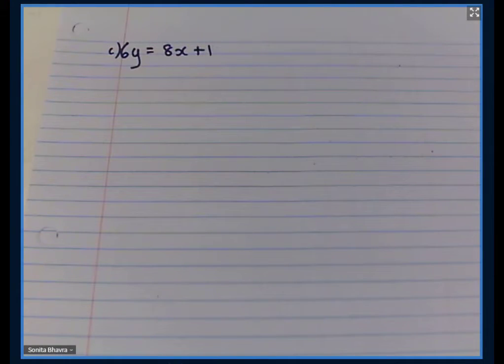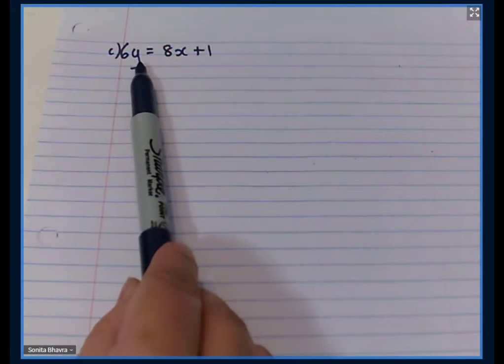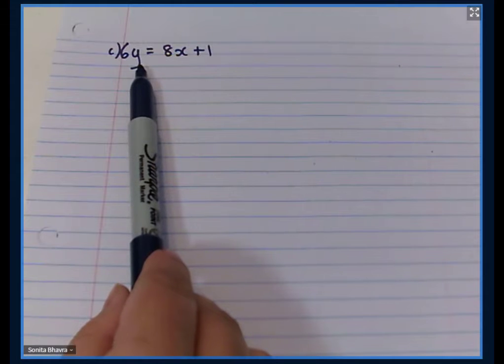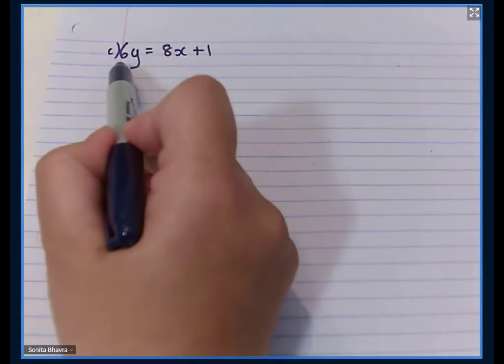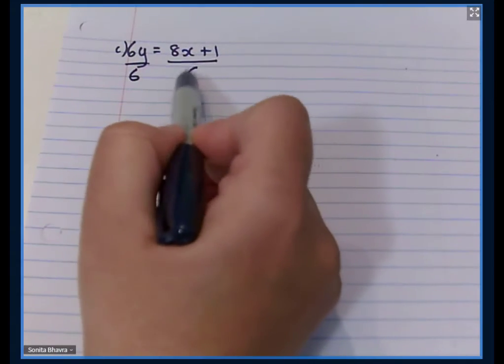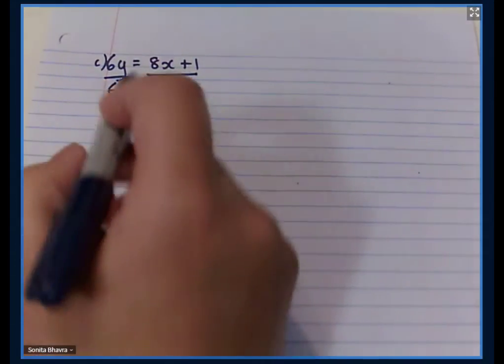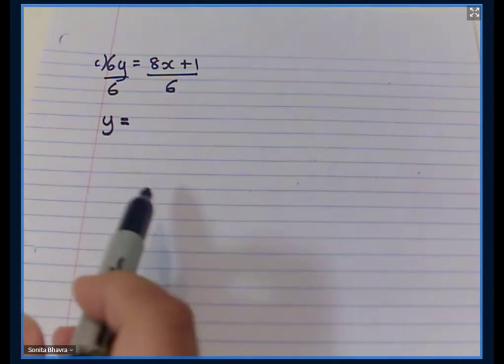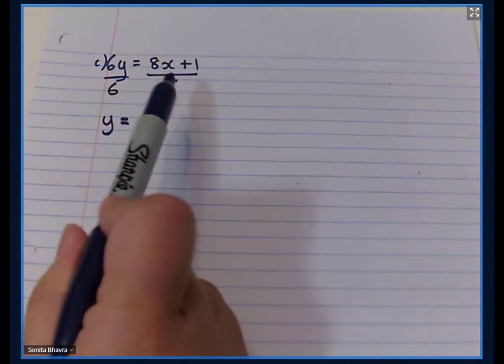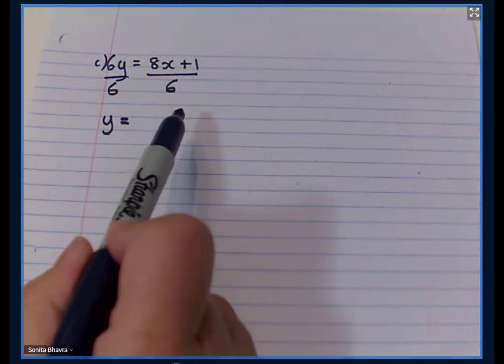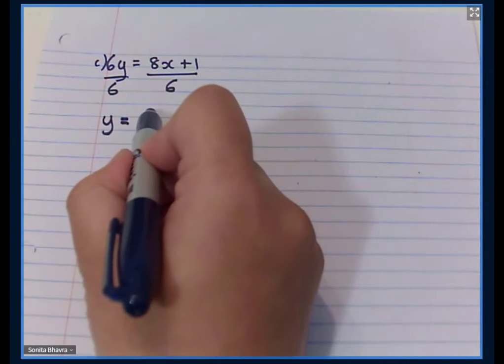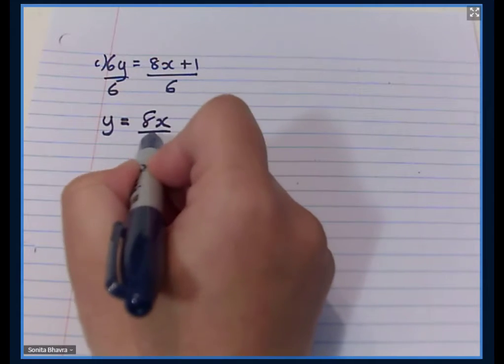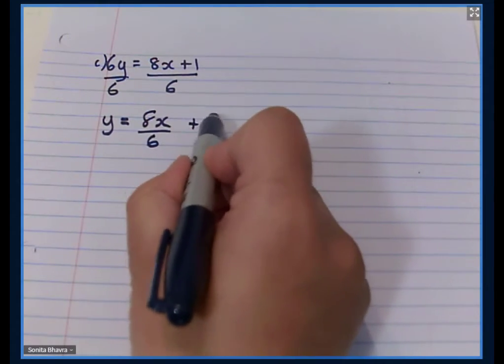Okay, so our next example here, we have 6y equals 8x plus 1. We need to determine our slope and our y-intercept, but we can't do that because on our left-hand side we have 6y. So we need to put it into y equals mx plus b form. So we have to divide both sides by 6. Once we do that, we get y is equal to 8x over 6 plus 1 over 6.